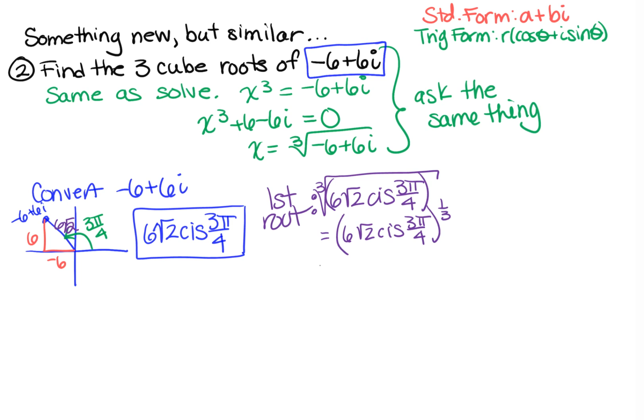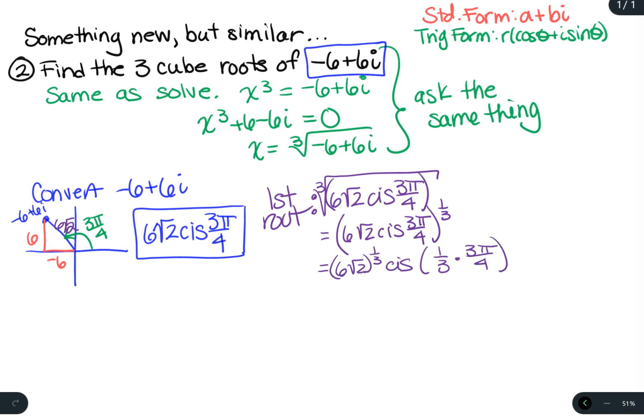So what this is equal to then, we take the r value, which is 6 square root of 2, and we take that to the 1/3 power. Then we take cis, and we take 1/3 and multiply it by 3 pi over 4.